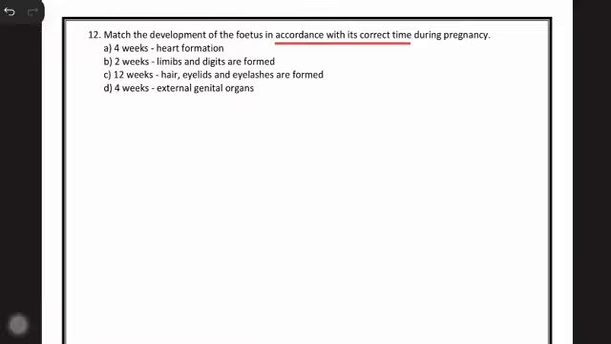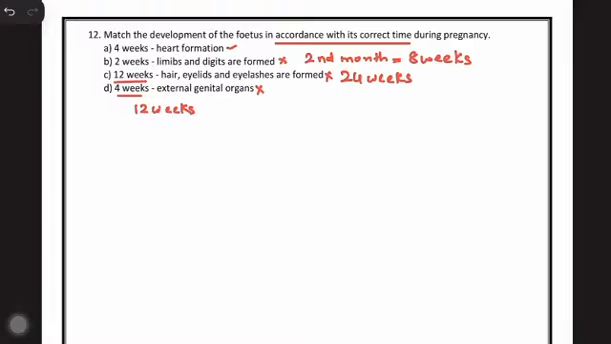Even coming to 12th question, match the development of the fetus in accordance with its correct time during pregnancy. Option A says heart formation 4 weeks. This is right. Limbs and digits are formed 2 weeks. This is wrong. Second month is when limbs and digits are formed. Means 8 weeks. Okay. 12 weeks, hair, eyelids, eyelashes are formed. This is also wrong. It takes 24 weeks for it to form. 4 weeks, external genital organs are formed. It's incorrect. It takes 12 weeks. So answer is option A.